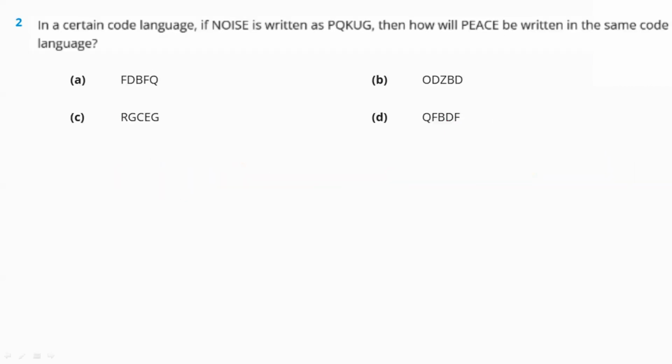In a certain code language, if NOISE is written as PQKUG. Okay, so let's write down NOISE as PQKUG, and PEACE is written as what? Okay, so first we have to match it. So PEACE should be written as, how do we see the pattern? The pattern goes like this.